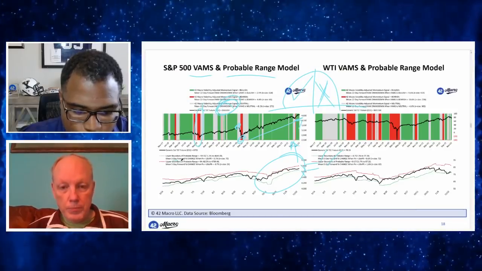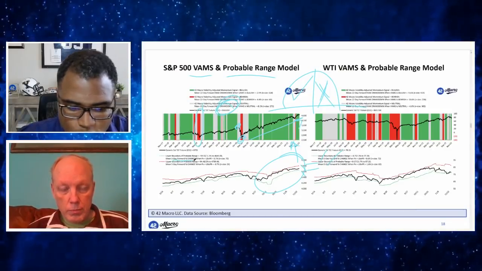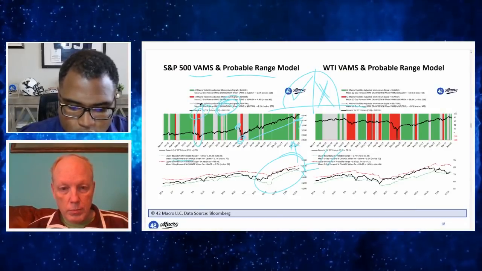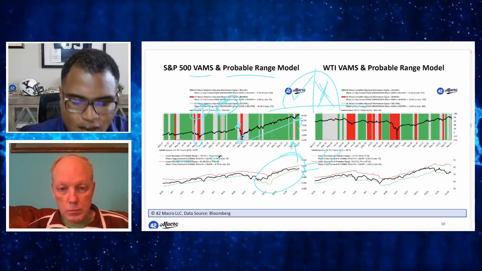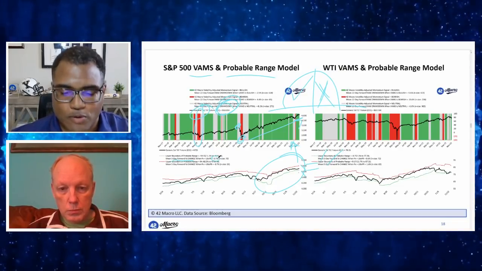And what Larry's talking about is our descriptive statistics on the probable ranges. Here, looking at the S&P 500, the mean 5-day forward percentage change when it violates the lower boundary of its probable range is, on average, 70 basis points to the upside.